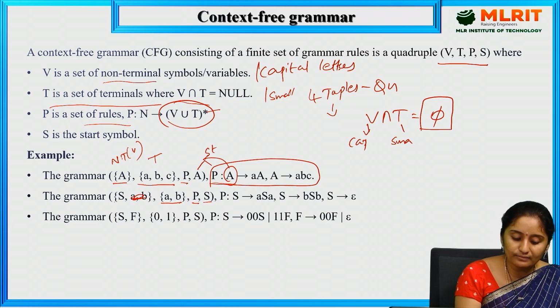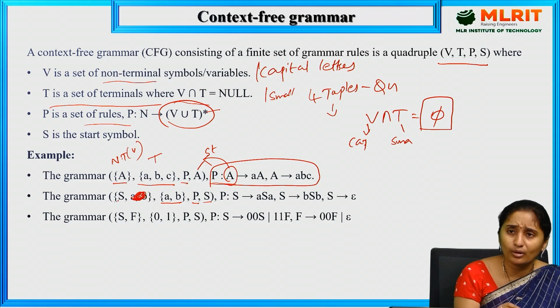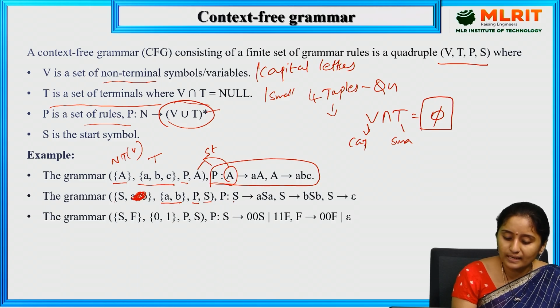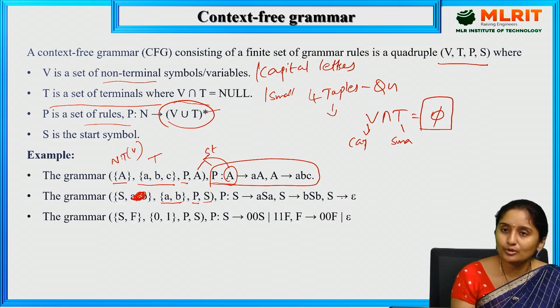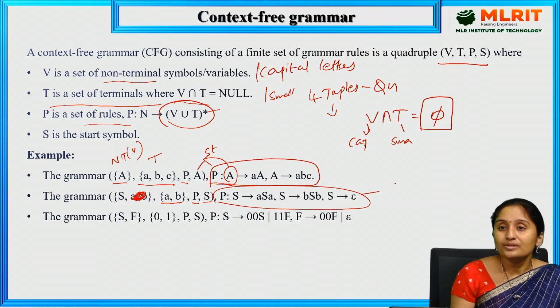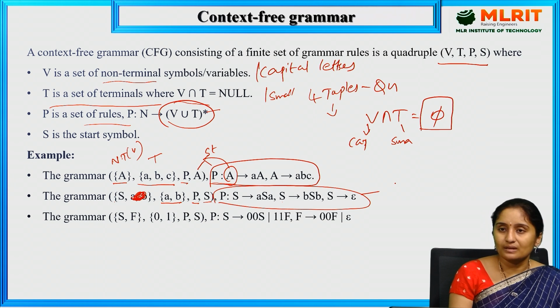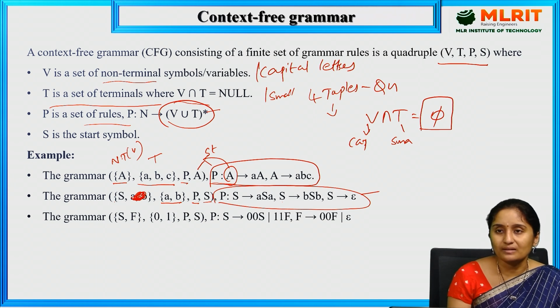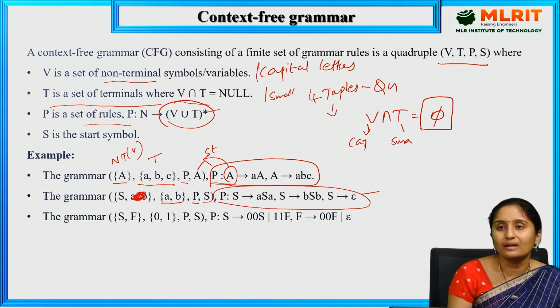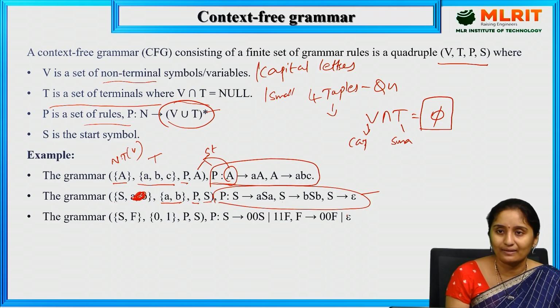Here we don't have terminals in non-terminals. Only a single S is there. Here the production rules are S produces ASA, S produces BSB, S produces epsilon. By using these production rules, we can generate strings, any number of strings. The set of strings generated we can call a context-free language also.